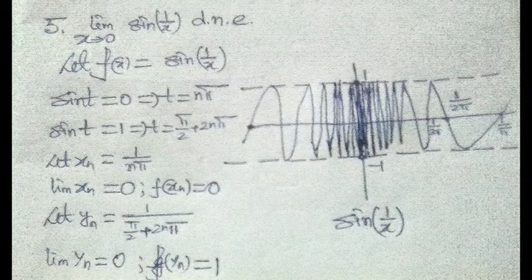So we have got the limit of xn equals 0 and the limit of yn equals 0 as n tends to infinity. But the limit of f(xn) goes to 0 and the limit of f(yn) goes to 1. So these two functional limits are different. The first one is 0 and the second one is 1. So in this case also the sequential criteria is not satisfied. Hence the limit as x tends to 0 of sin(1/x) does not exist.